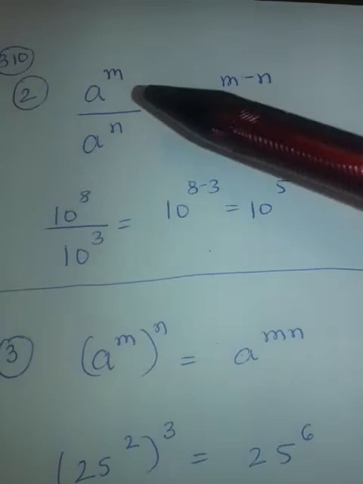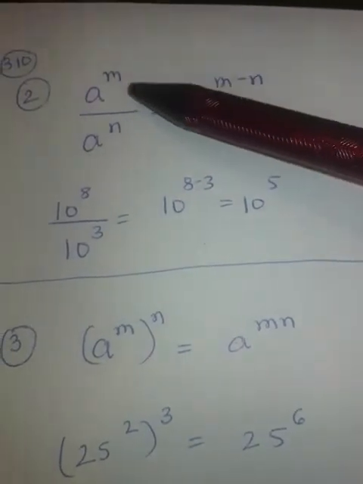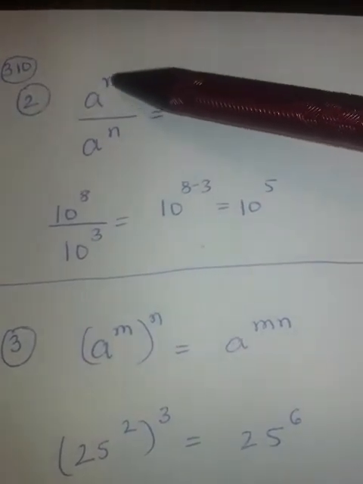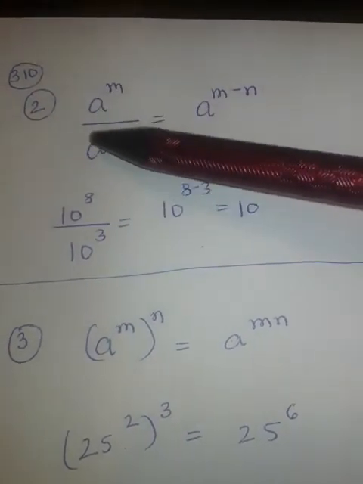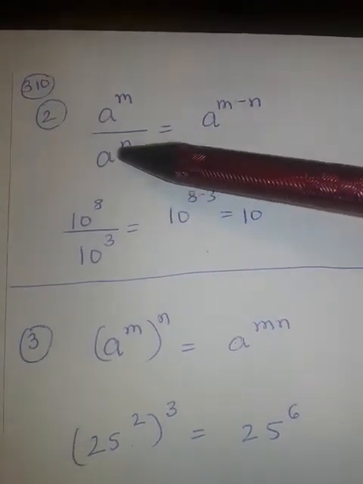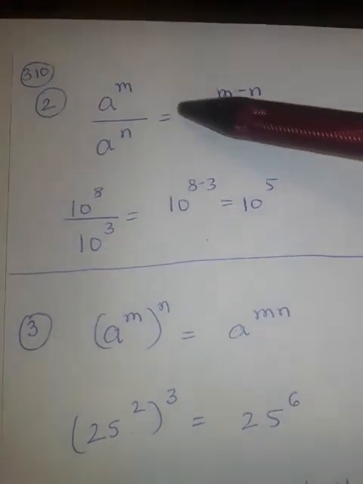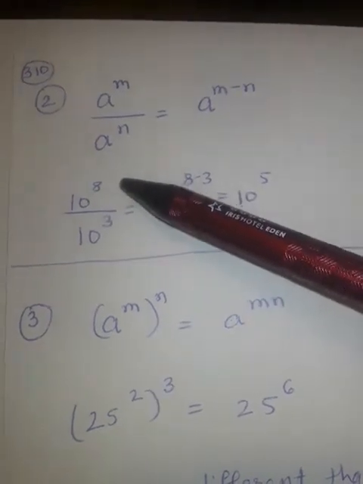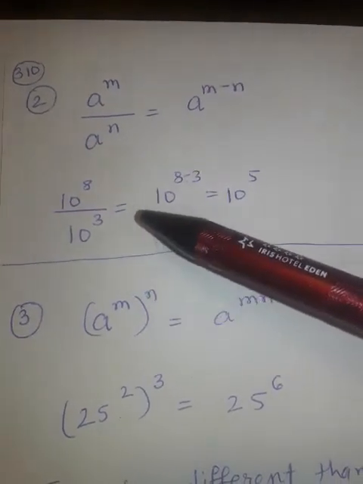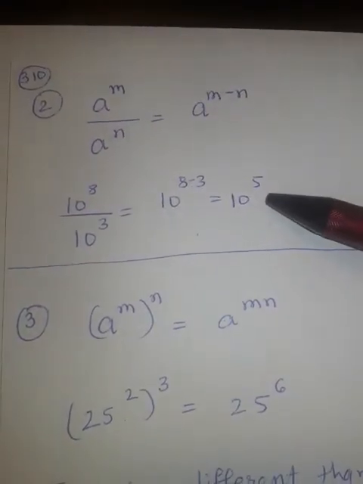Now we will see division. a raised to m upon a raised to n. Here we do the subtraction of indices. Whatever is there in the numerator, here the index of the numerator is m. From that we subtract the index of the denominator. Bases are again the same. Here also a, here also a. So a as it is, but there is subtraction of indices, m minus n. In numerical terms, 10 raised to 8 upon 10 raised to 3 will be 10 raised to 8 minus 3, that is 10 raised to 5.